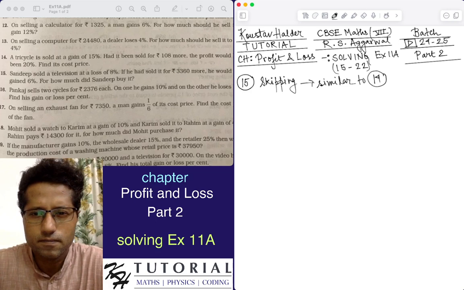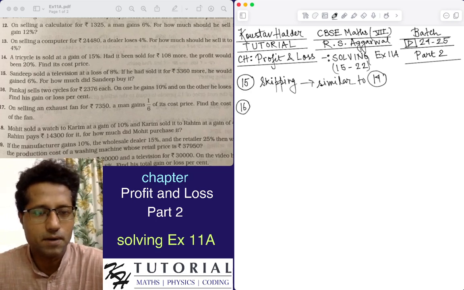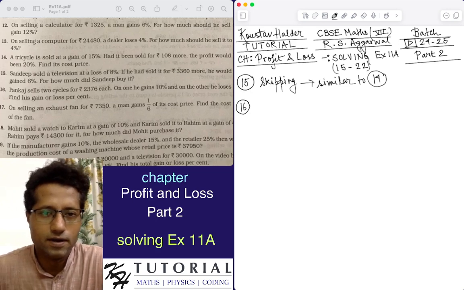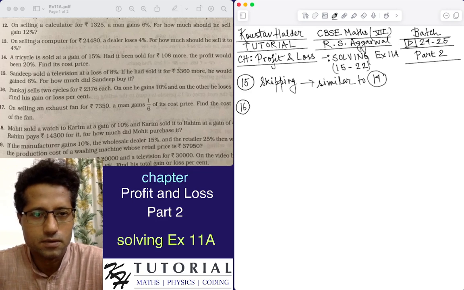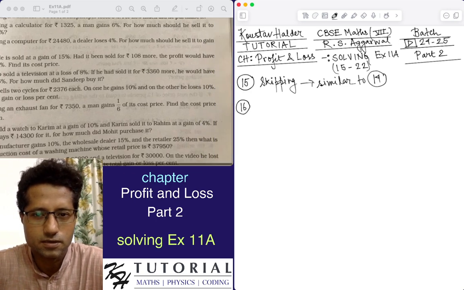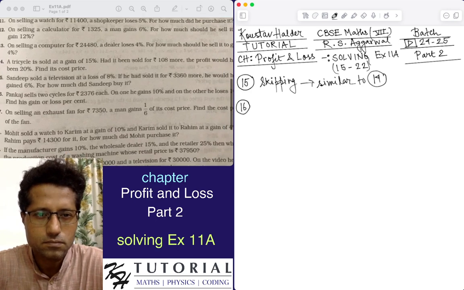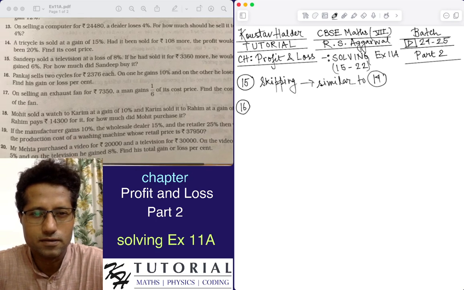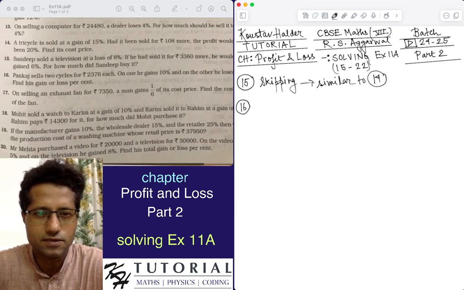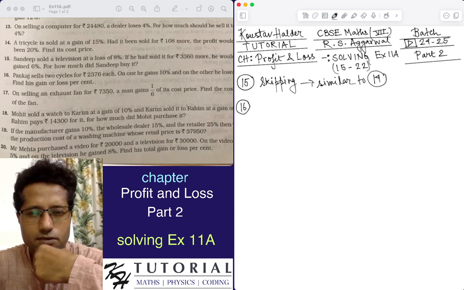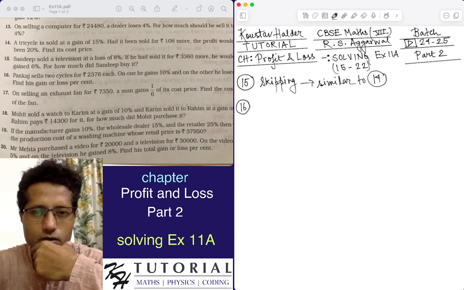Okay, problem number 16. Problem number 16 says Pankaj sells 2 cycles for rupees 2376 each. On one he gains 10% and on the other he loses 10%. Find his gain or loss percent. Okay, so the selling price of both cycles is 2376.